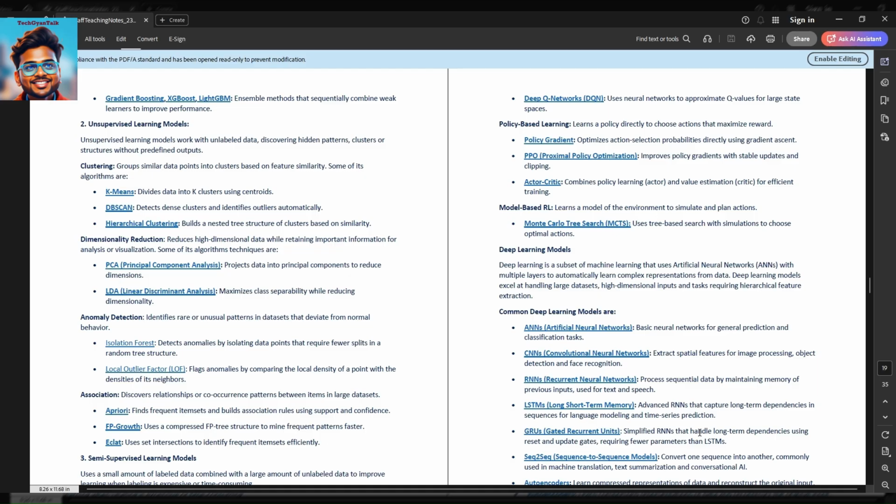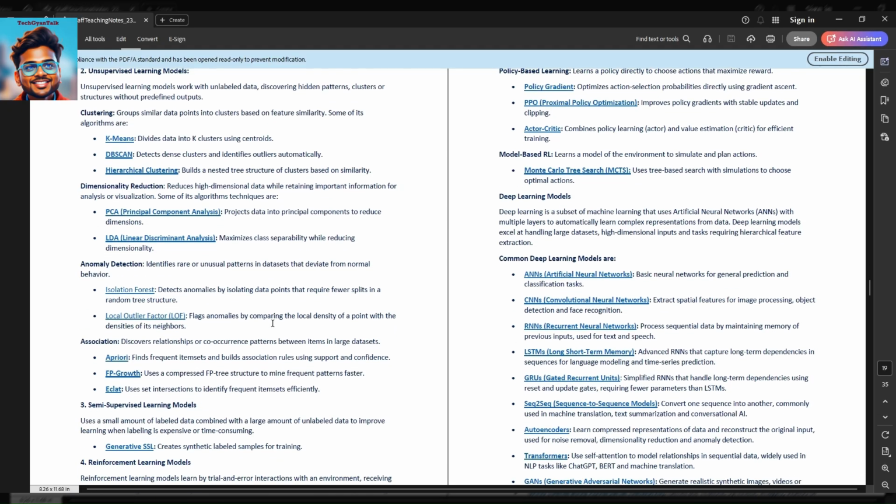Dimensionality reduction reduces high-dimensional data while retaining important information for analysis or visualization. Some of its techniques are PCA, principal component analysis, which projects data into principal components to reduce dimensions, and LDA, linear discriminant analysis, which maximizes class separability while reducing dimensionality.